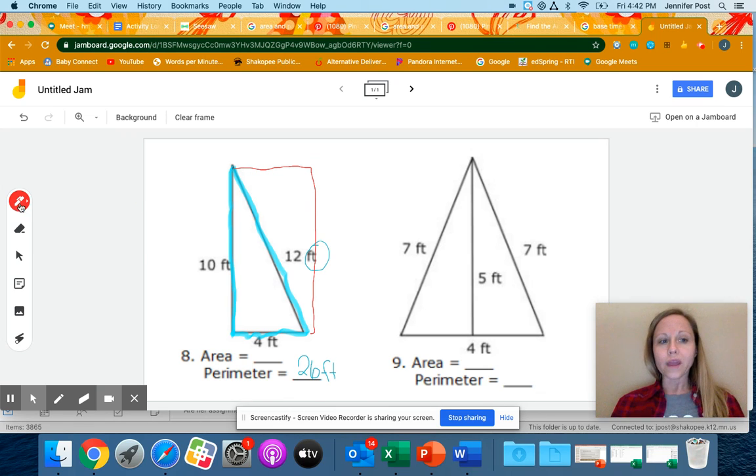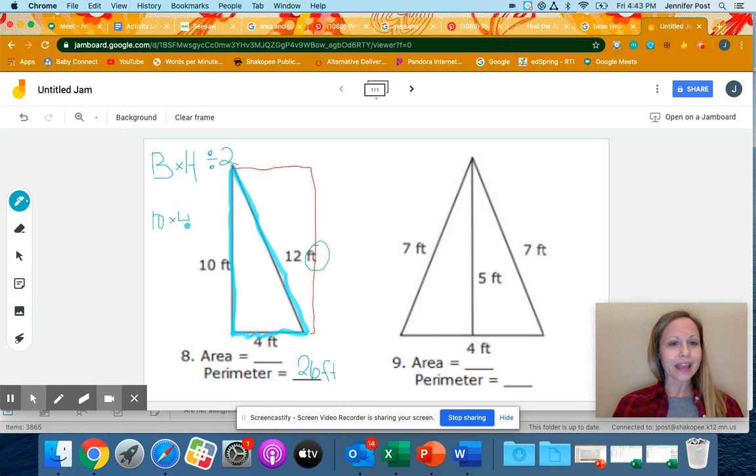So the formula to find the area of a triangle is the base, I'm going to use B, times height, and then we have to divide by 2. We have to cut the number that we get in half because we can see here a triangle is half of that rectangle. So for this one, the base is 4 times the height 10. 10 times 4 is 40.